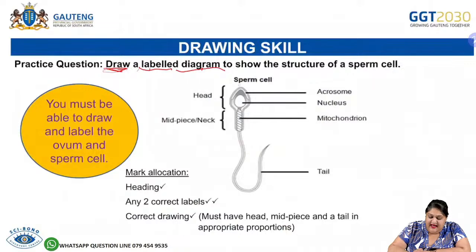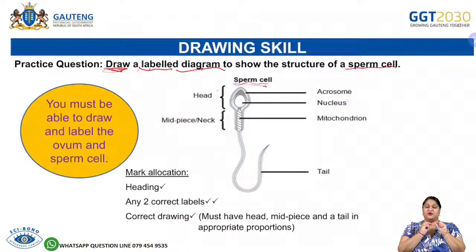You must always have a heading. So in this instance, they told you it's a sperm cell, so you need to draw a sperm cell. You put the heading, then you draw it. It must have a head, a midpiece, and a long tail. Then you draw everything, and when you're labeling, you use a ruler and a pen.